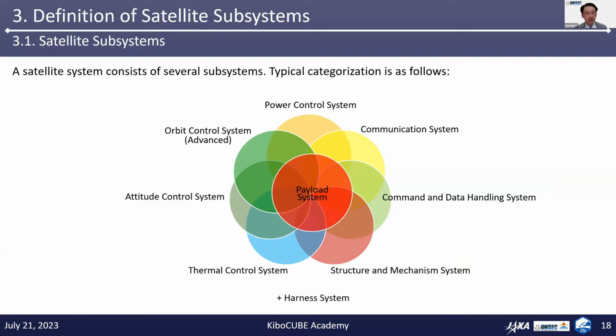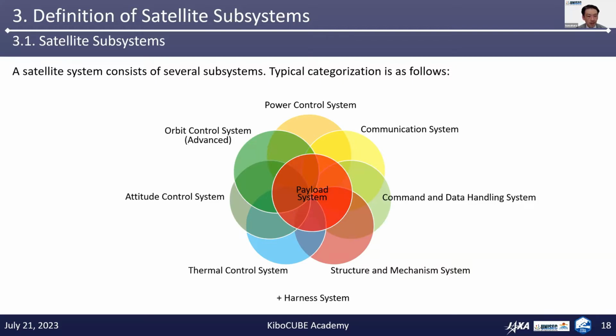So this is the typical classification into subsystems. So they are the power control system here, communication system, command and data handling system, structure and mechanism system, thermal control system, attitude control system, orbit control system, and payload system here. The attitude control system is sometimes also referred as the attitude determination and control system, as it needs to determine the satellite attitude first in order to control it.